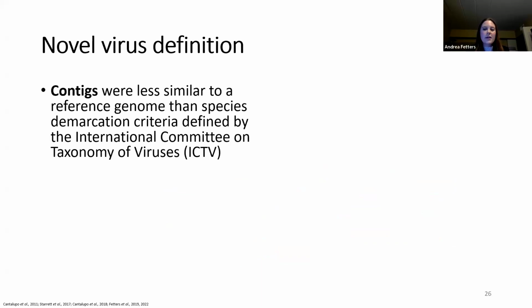We then identified novel virus or discovered novel viruses through contig alignments to the same protein and nucleotide databases. We called a contig a novel virus, or a virus that has never been described before, if a contig was less similar to a reference genome than the species demarcation criteria defined by the International Committee on the Taxonomy of Viruses. We then broke this novel virus category into 4 finer scale groups.